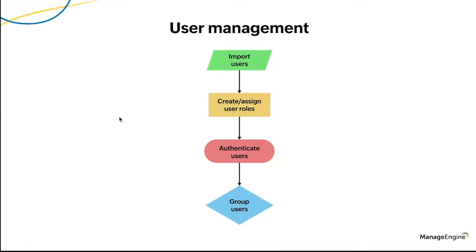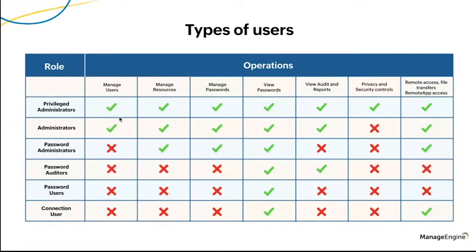So let's have a look into PAM 360 and look at the roles available first. We have 6 different roles in PAM 360. The first 3 are the most important or dominant roles, which perform administrative operations in PAM 360. The first one here is the privileged administrator, who will have access to manage the users, manage resources, manage passwords, view them all, and he will have access to viewing the auditing functionality and to make some privacy and security controls.